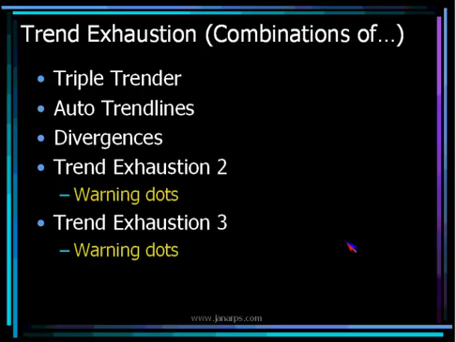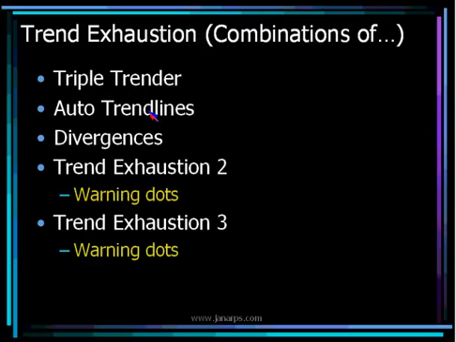Now for the meat of the presentation. There are ways to get out of your trade, like profit targets and trailing stops. And we didn't talk enough about the trailing stops. I'm going to get to that a little bit more when I talk about trend exhaustion and show you some examples. We did talk about the triple trender, and I'll show you how I've used that in some of the examples that are coming up.